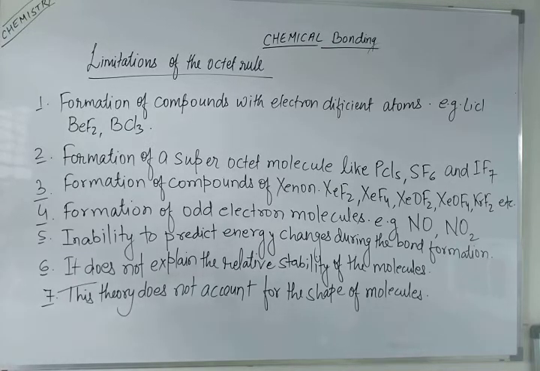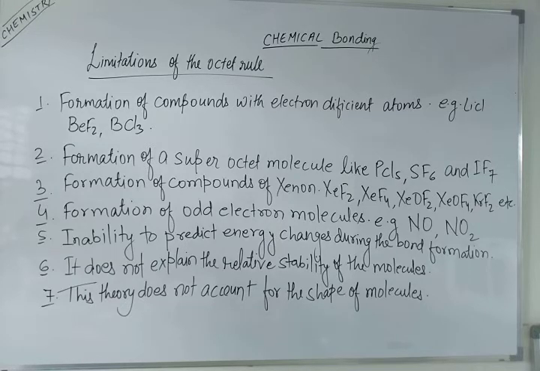First, formation of compounds with electron deficient atoms. Deficient means lack of electrons. If they have fewer electrons, then how is there a formation? For example, as I have given you: lithium chloride, beryllium difluoride BeF2, and BCl3, boron trichloride.